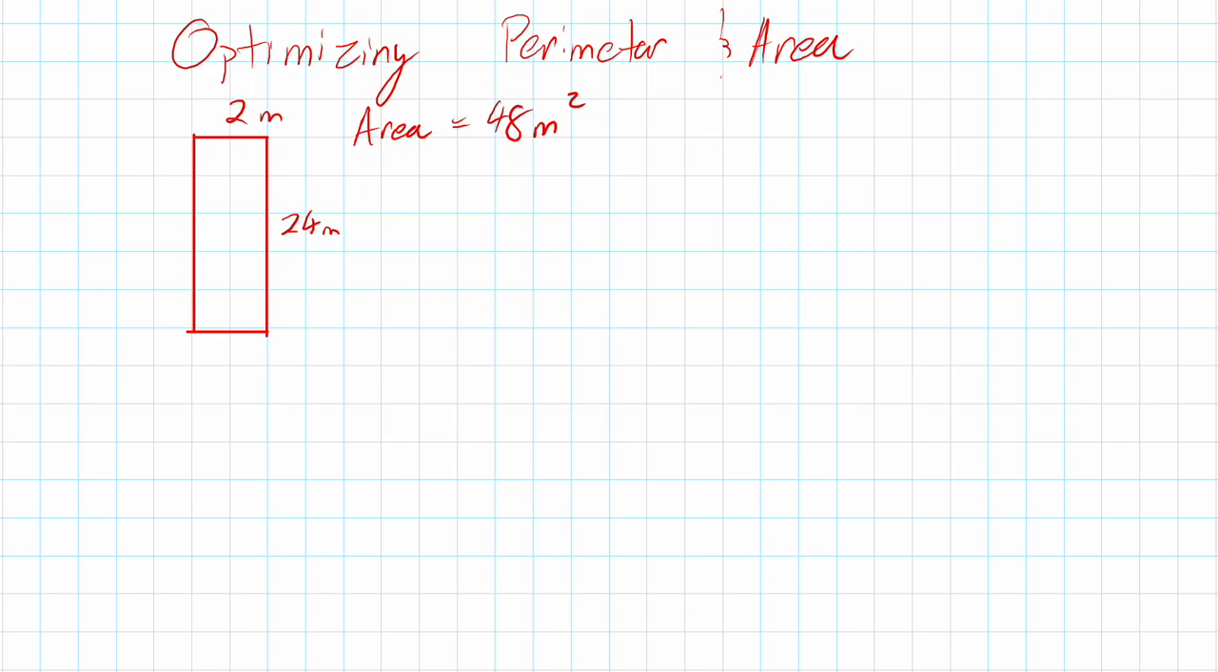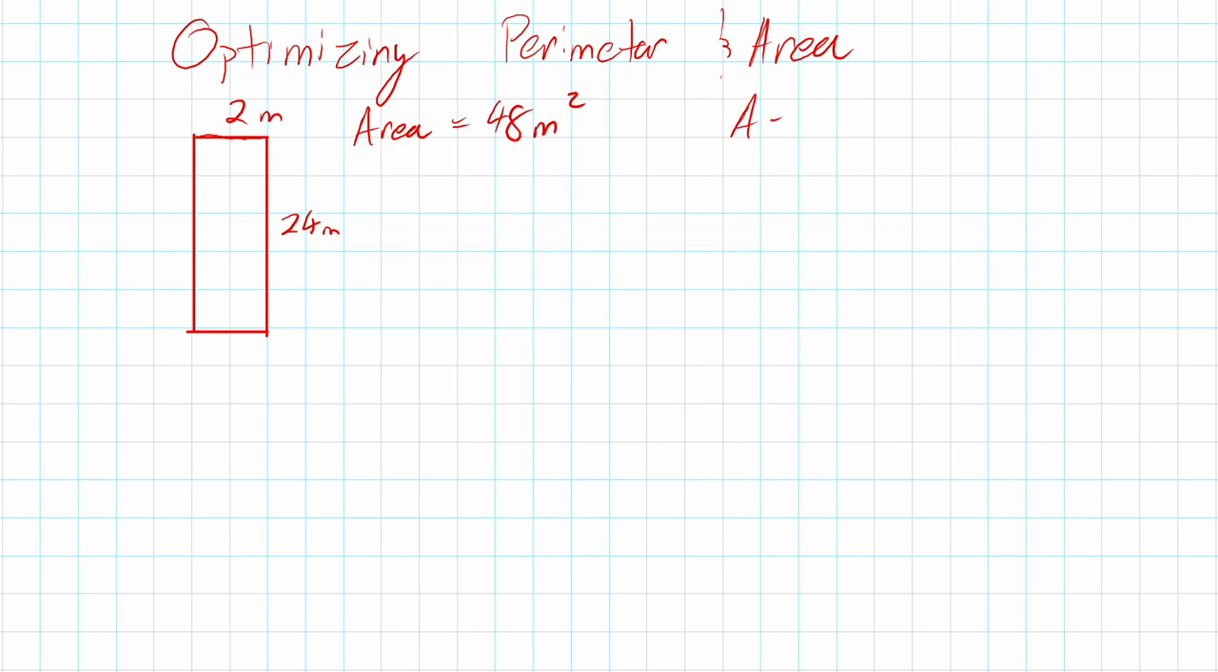Okay. This time we're going to look at optimizing perimeter and area with a rectangle. But this time we're given a set area, so you've got to get a certain amount of space. We've got a bit of an example here. We can put fencing that's 2 meters by 24. And we can check, does this work?